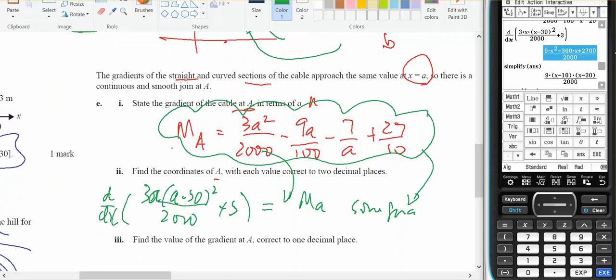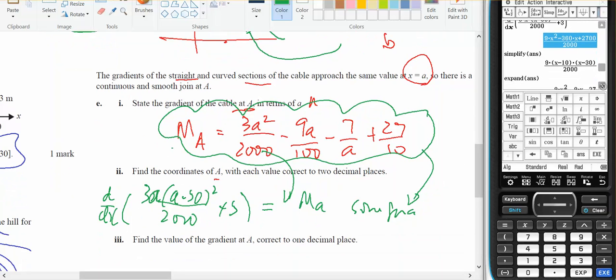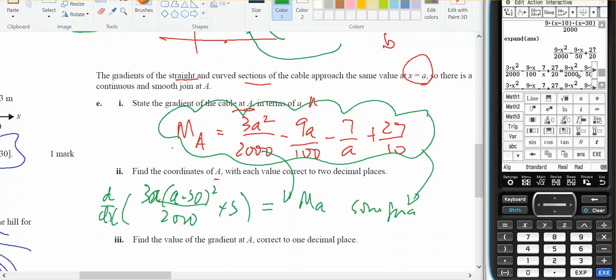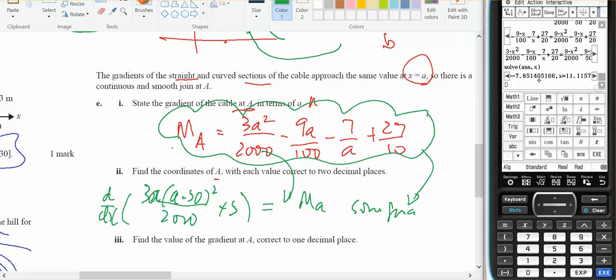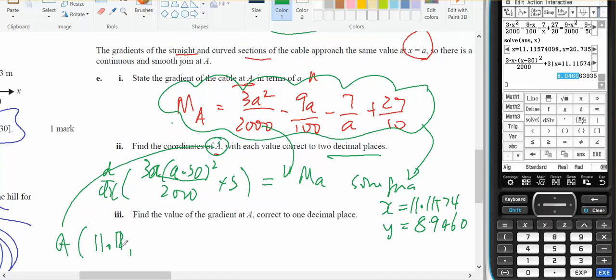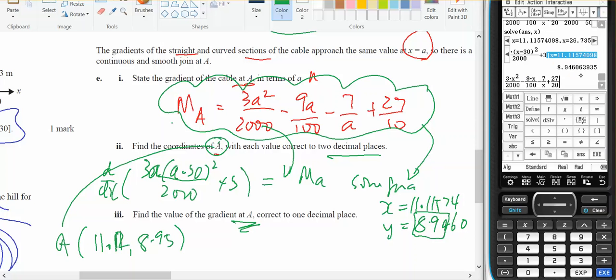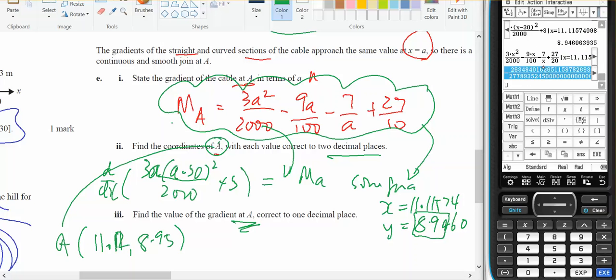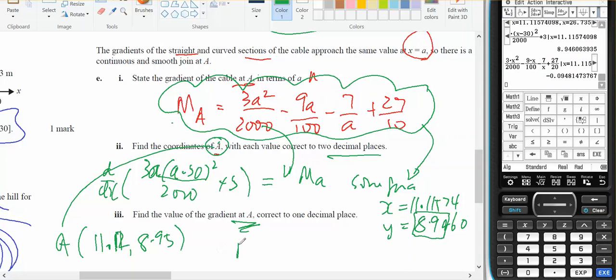And that should tell me where those two gradients are equal to each other. So if I've got this, which is there, and I set it equal to this, which is there, and I go solve for x, I get answers: negative 7.85, 11.11, and 26.73. And we end up with a gradient of negative 0.0948, which to one decimal place is negative 0.1.